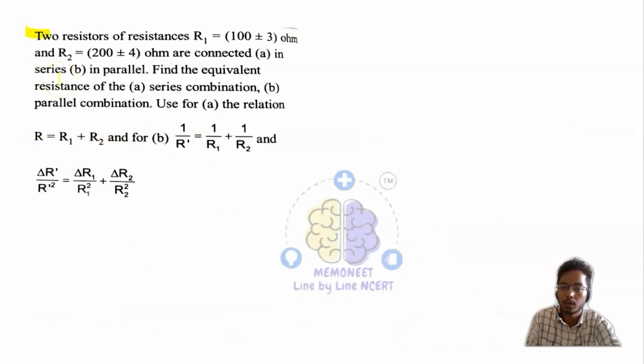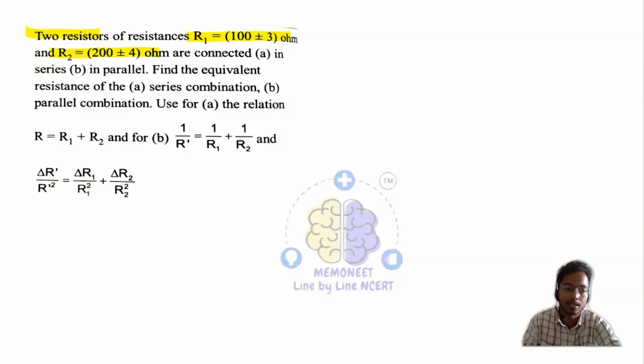Question: we have two resistors of resistance R1, that is 100 plus or minus 3 ohm, and R2 is equal to 200 plus or minus 4 ohm. They are connected in series and parallel. Find the equivalent resistance of the series combination and parallel combination.